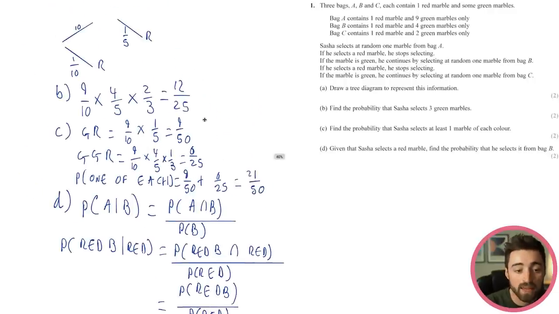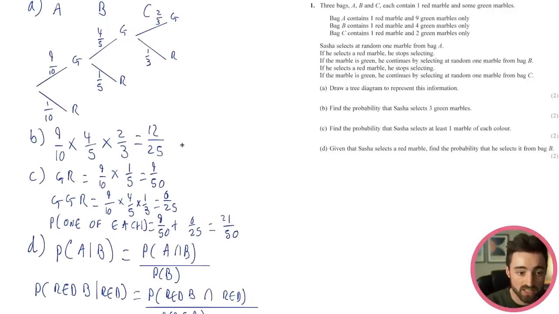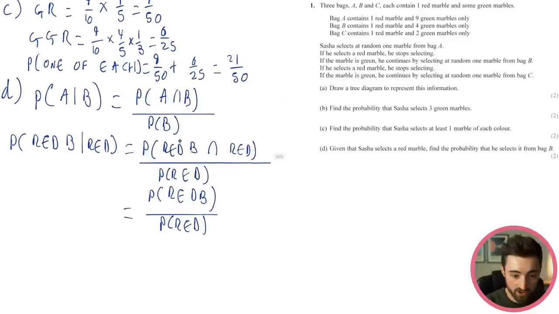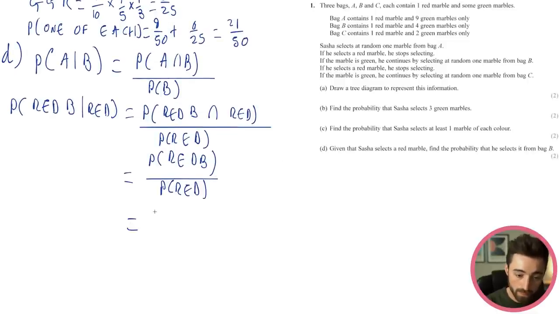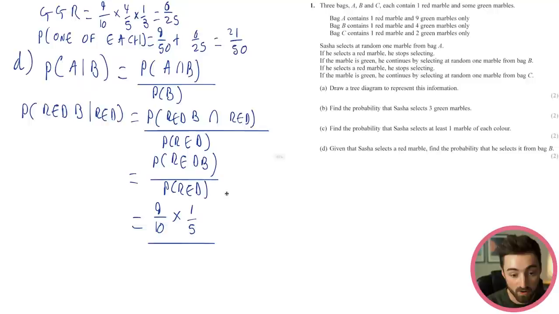Red from B. There's only one way to do this, isn't it? What I need to do is get a green from A and then a red from B. So that's going to be 9 over 10 times 1/5. Straight in here, 9 over 10 times 1/5. And then all of that's going to be divided by the probability of getting a red.